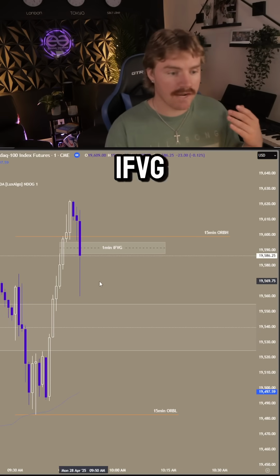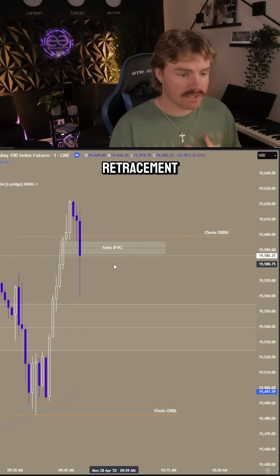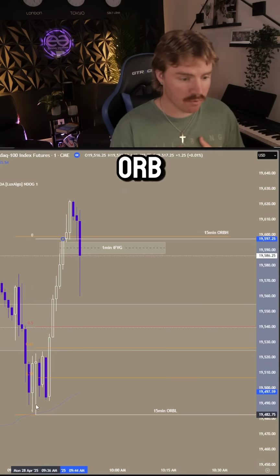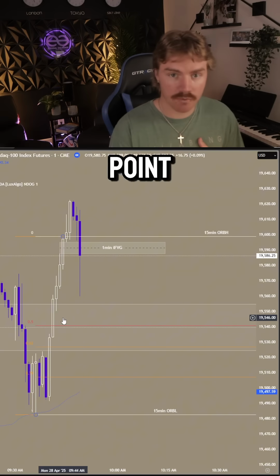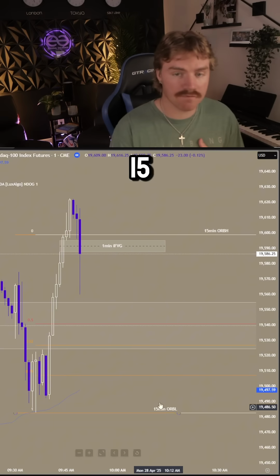So now that we have our IFVG on the 1 minute, I want to use my Fibonacci retracement tool from the ORB high to the ORB low to find my 50%. That's where I'm looking for first TP because it's a key touch point of the ORB, and then I'm looking for full TP down at the 15-minute ORB low.